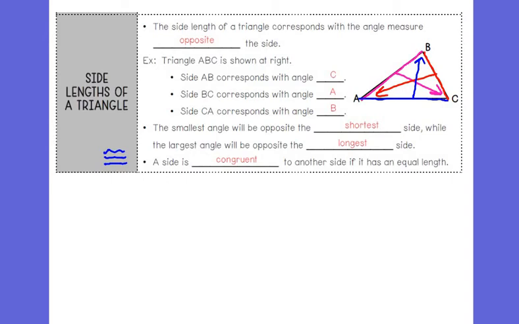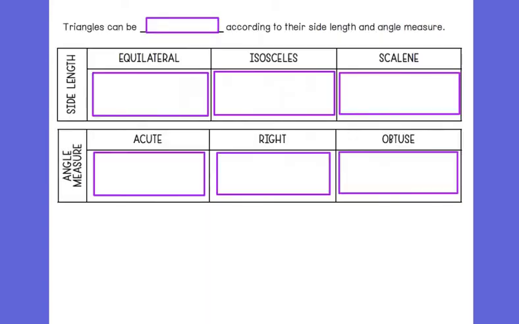Okay, we're going to learn 6 new words. Triangles can be classified according to their side lengths and angle measures. Some of us might already know these words. There are 3 words associated just with their side lengths: equilateral, isosceles, and scalene. So we're talking about the triangle sides.